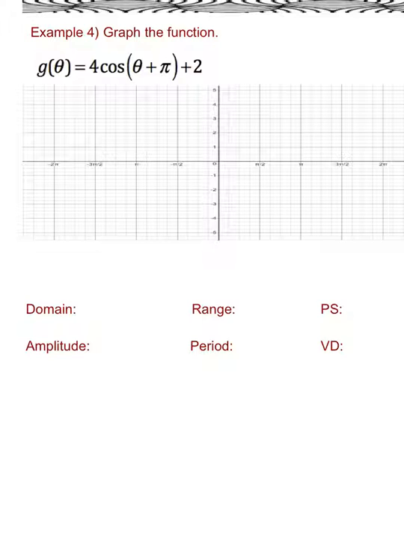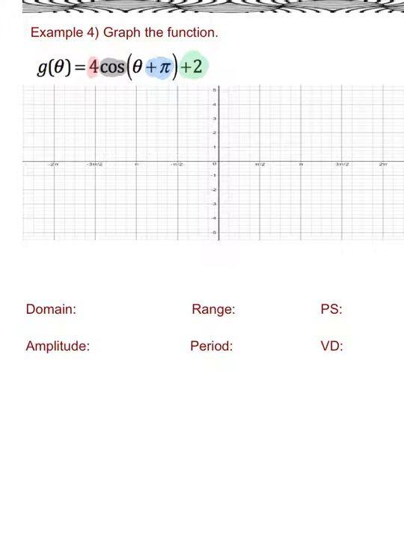Okay, so now in this next example, we're looking at g of theta is equal to 4 times cosine of theta plus pi plus 2. So there's a lot going on here. I can see that my parent function is cosine. This 4 tells me I'm going to have an amplitude change by 4. Here, when I have that theta plus pi, that means I'm going to be shifting to the left pi units. And my last transformation is going to be going up 2.